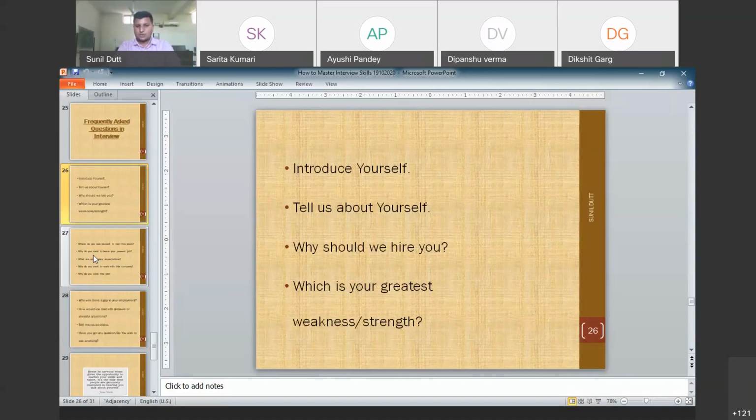Tell us about yourself. This question is basically your opportunity to tell them what is worth telling. ये question इसलिए पूछा जाता है कि आप उनको क्या बता सकते हो कि जिससे वो impress हो जाएं to hire you. Whereas introduce is kind of an icebreaker. It's basically to initiate the conversation. It's basically to give you a comfortable situation so that you may feel comfortable and you start speaking.